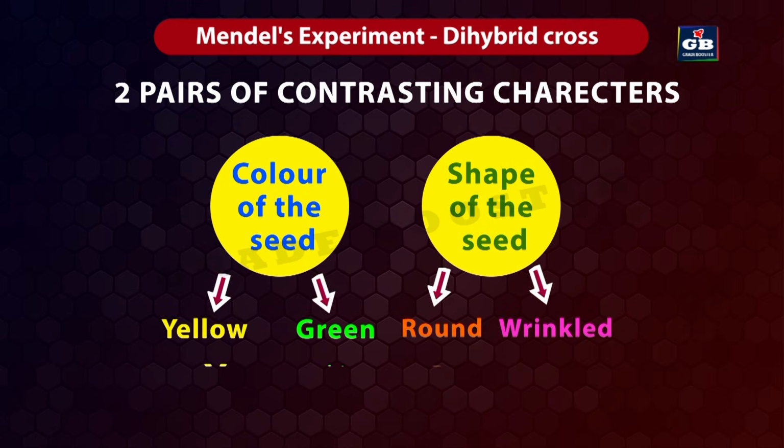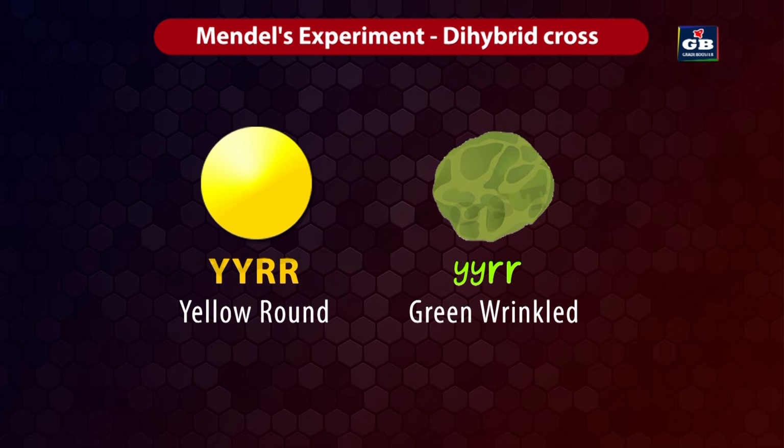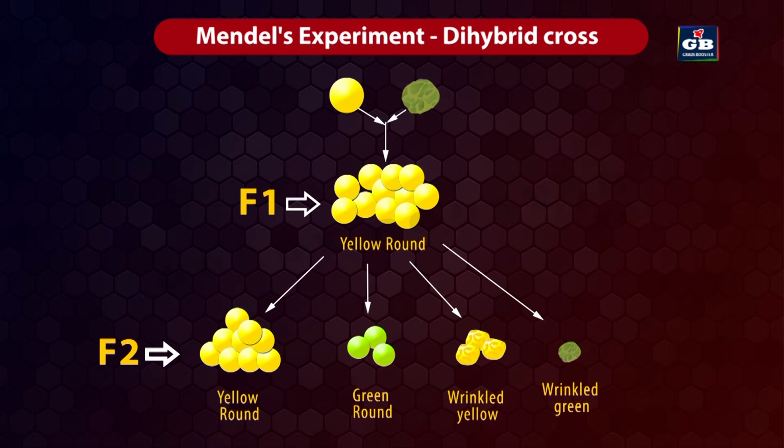Now let us see the dihybrid cross in pea plants. In a dihybrid cross, we consider 2 pairs of contrasting characters. Mendel crossed a pure breed of round yellow seeds with a pure breed of green wrinkled seeds. In the F1 generation, Mendel got all round yellow seed plants. All of them are heterozygous round and yellow.